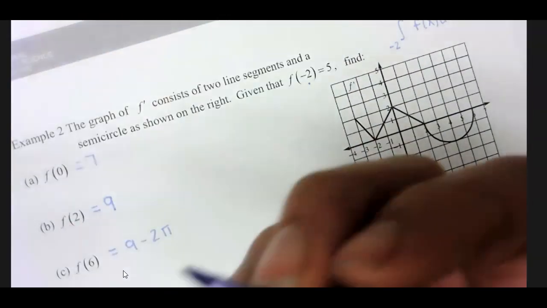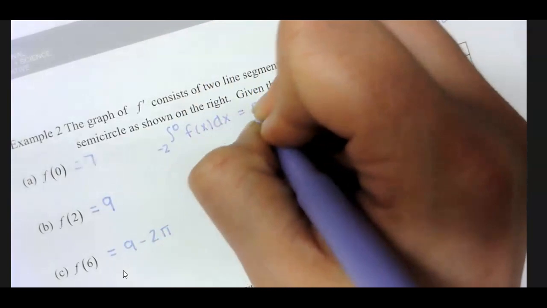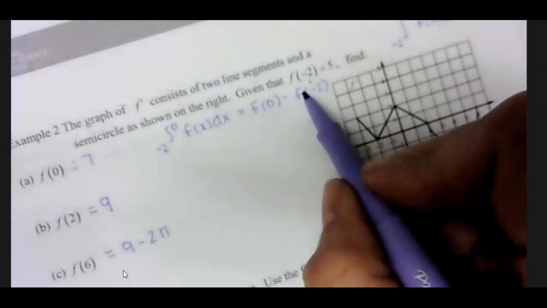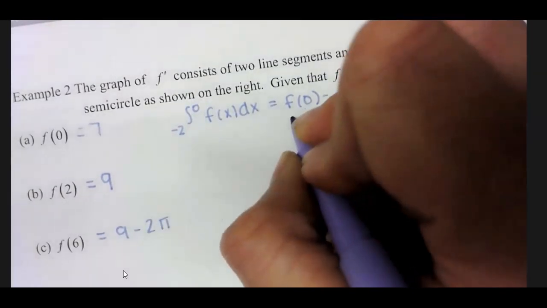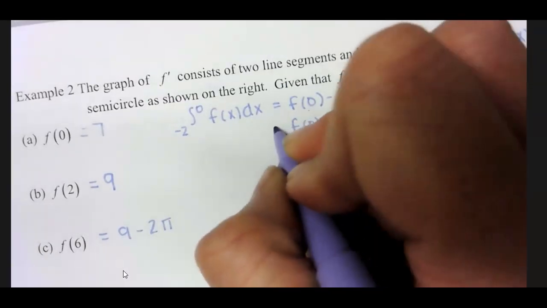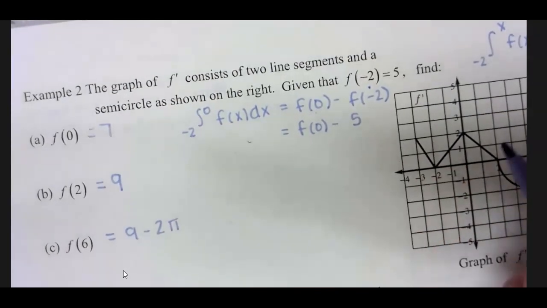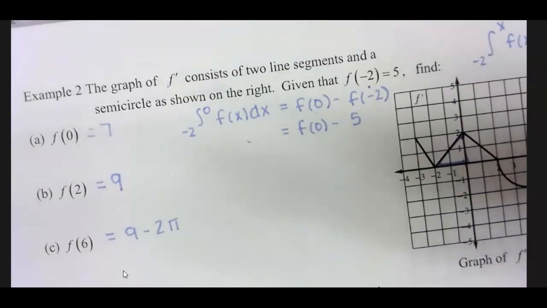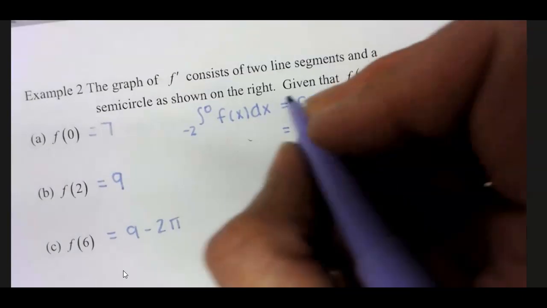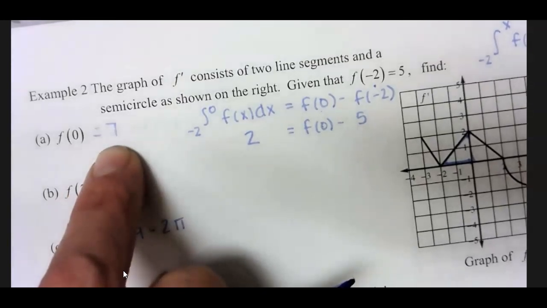So for letter A, I treated that as the integral from -2 to 0 of f of x dx equals f of 0 minus f of negative 2, where I was solving for f of 0, and I knew that f of negative 2 was 5. So it was f of 0 minus 5. Then I had to find my integral from negative 2 to 0 using the graph, which was a triangle with base 2 and height 2. So 1/2 base times height gave me 1/2 times 2 times 2, which is just 2. So then I had 2 equals f of 0 minus 5, added 5 to the other side, and got f of 0 equals 7.